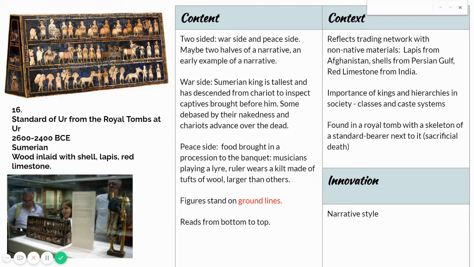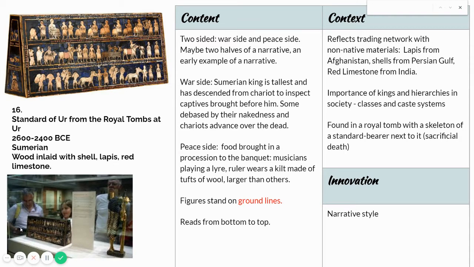Okay. The war side shows the Sumerian king, and he is in hierarchy because he is the tallest, and he has descended from a chariot to inspect all of the captives that have been brought before him. Some of the captives are debased by their nakedness, and chariots are just kind of rolling over and advancing over the dead.